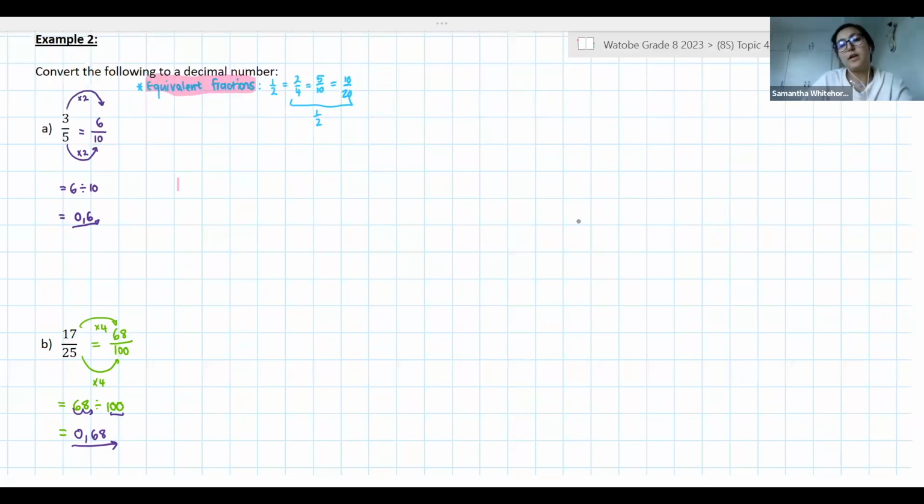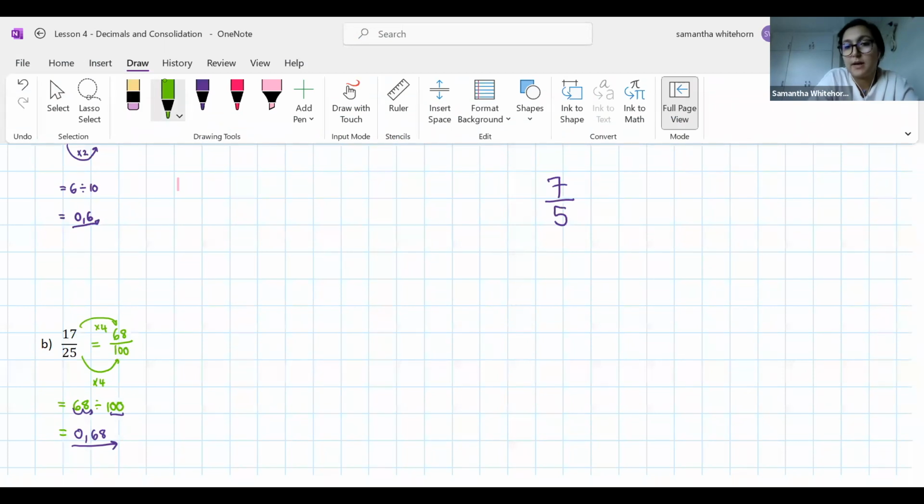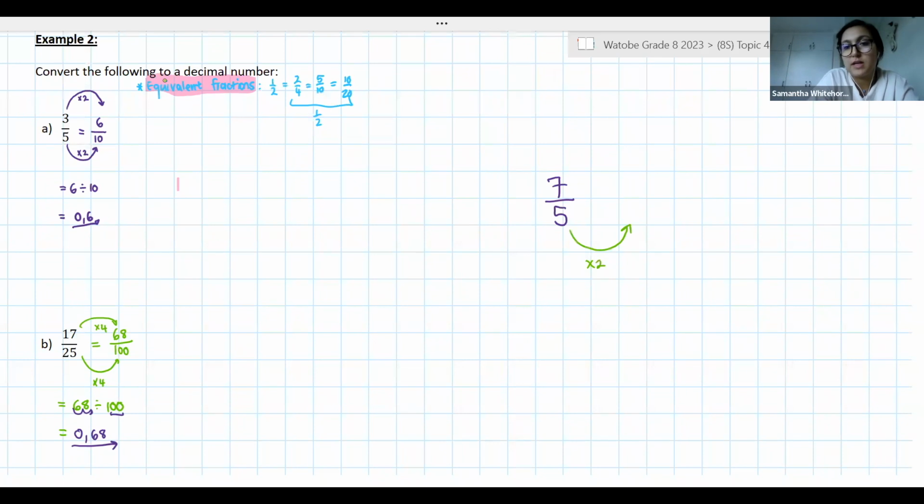Right, so if we have a situation, let's say, for example, we've got 7/5, and I'm asking you to convert that to a decimal. We still do the same thing. So what I want to do is make this denominator a multiple of 10, and we know that if we times 5 by 2, we're going to get 10. And so I'm going to do the same thing with my numerator. I'm going to times 7 by 2, and that's going to give me 14/10.